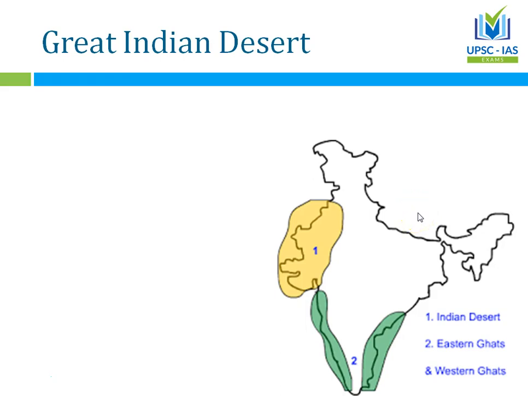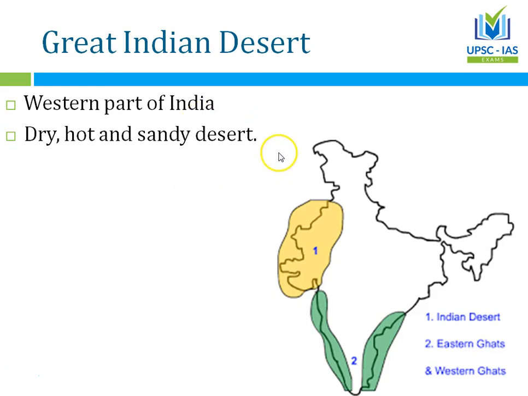Now from your physical map you can locate this part, particularly of Rajasthan, right? Some part of Gujarat as well, particularly the northern part, the Great Rann of Kutch, but the major portion of Rajasthan is covered by desert. This desert is known as the Thar Desert, right? We also know it as the Indian Desert. These are located in the western part of India. They are dry, hot and sandy desert, and very little vegetation is available here.